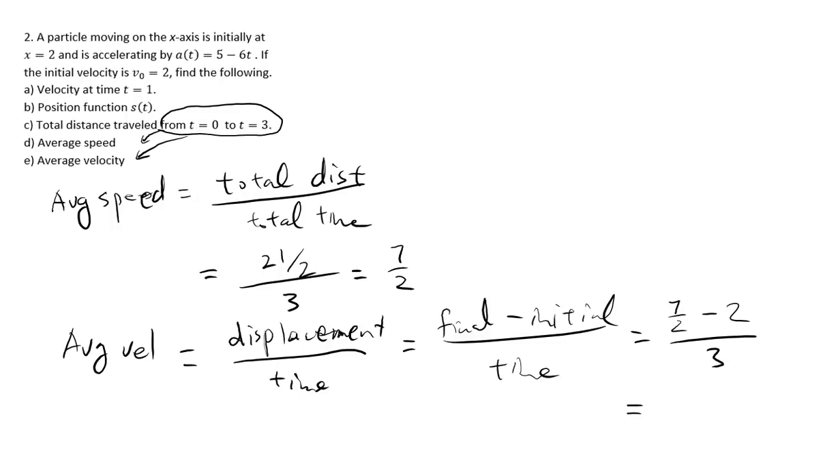So we have 3 over 2 divided by 3, so 1/2 would be the average velocity.